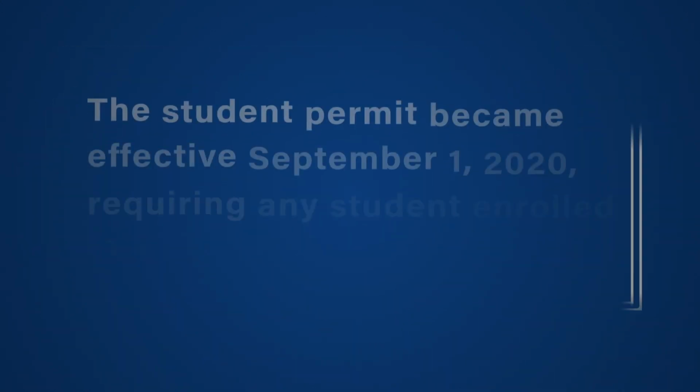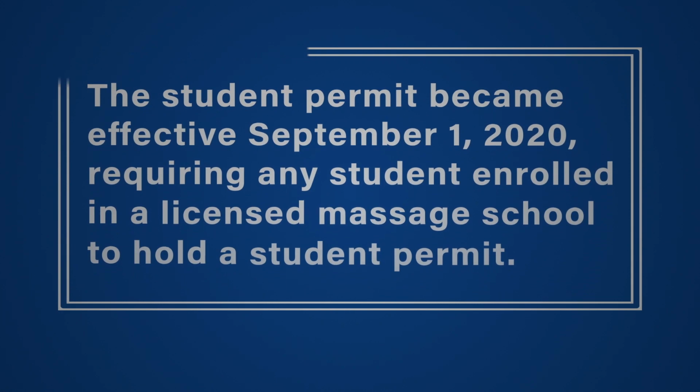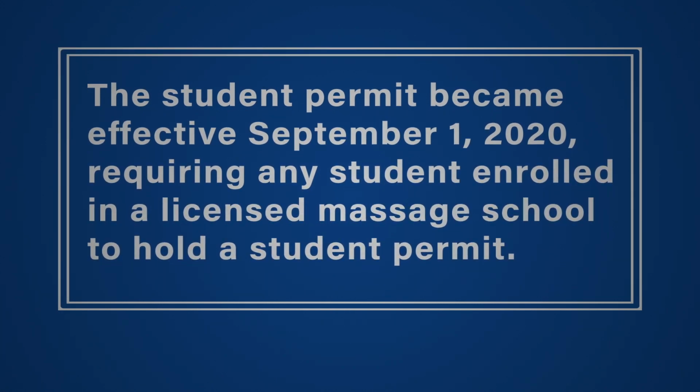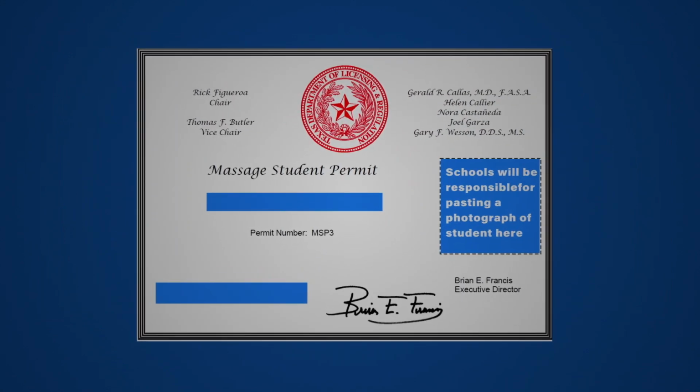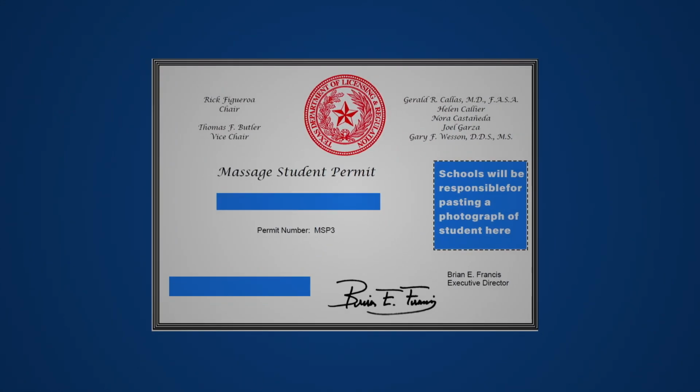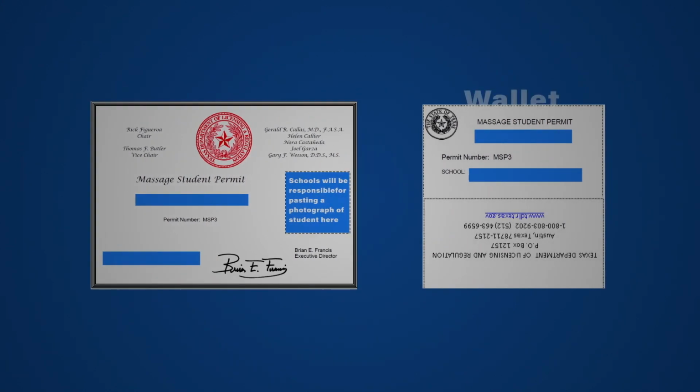Legislation enacted in 2019 requires all massage school students to have a student permit issued by TDLR starting on September 1st, 2020. Once a student is registered, TDLR will mail all student permits directly to massage schools. The schools will be responsible for distributing the permits to each student. The permits will include a wallet-sized permit and one 8.5 by 11-inch permit.